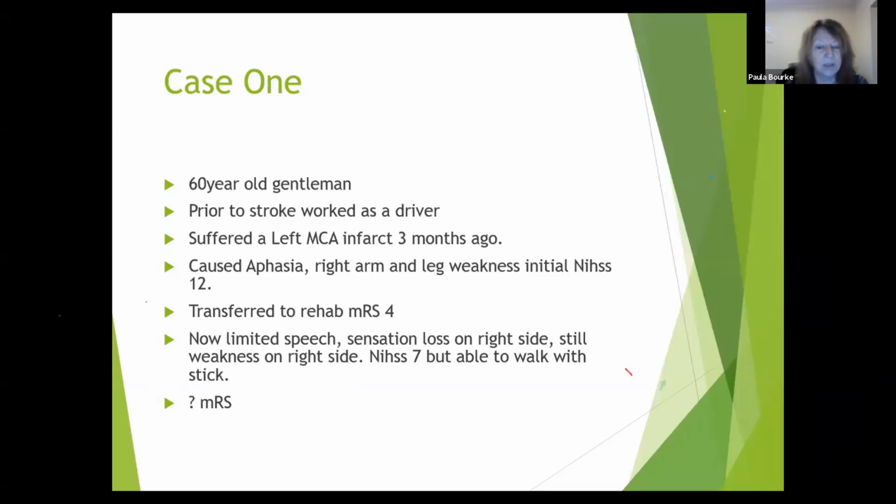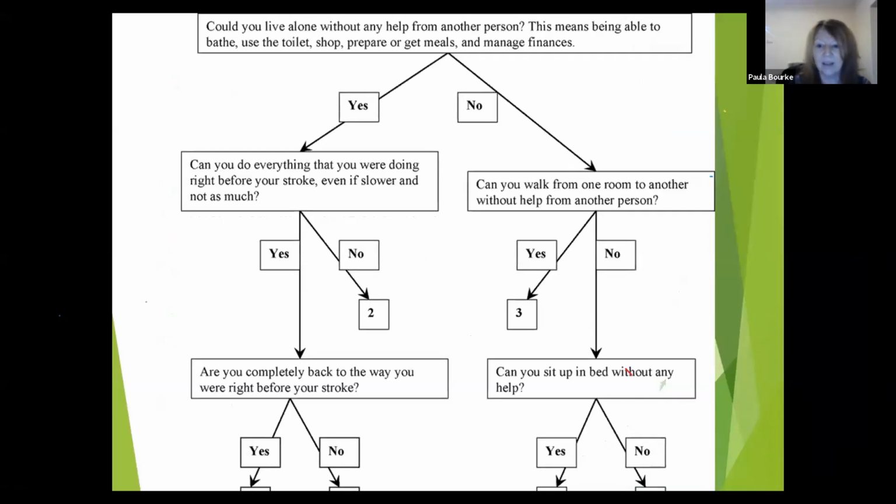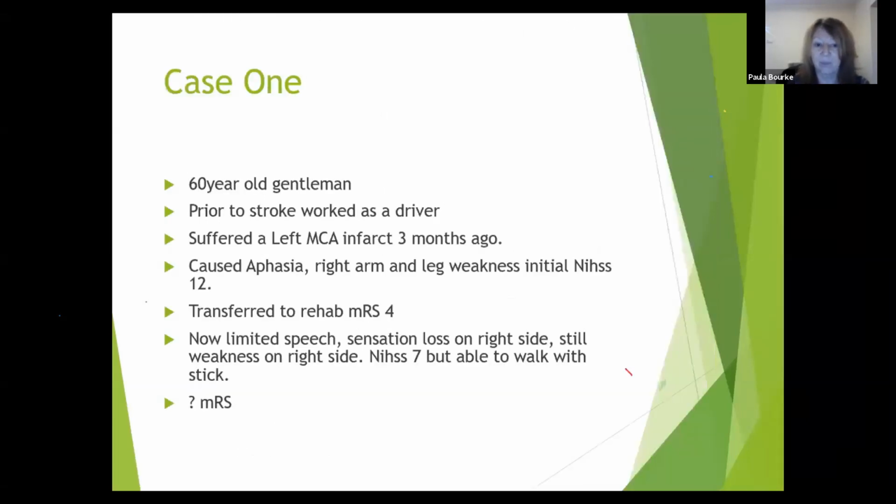Now, what did we say about 4? We said a 4, he could sit up in bed without any help, but that was it. He couldn't walk unaided. Now, limited speech, sensation loss on his right side, still weak on the right side, his NIHSS is 7, but he's able to walk with a stick. So what do you think his modified Rankin score is now?